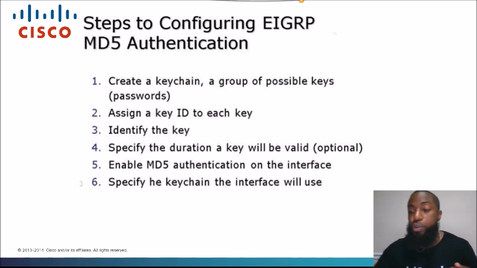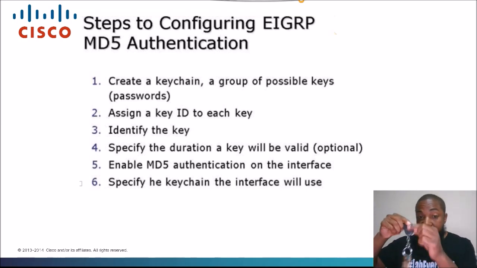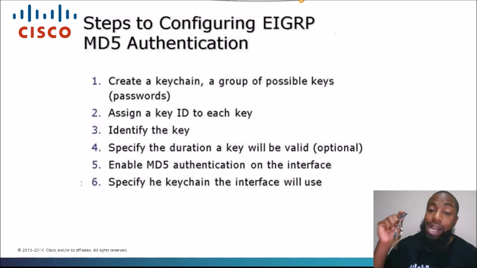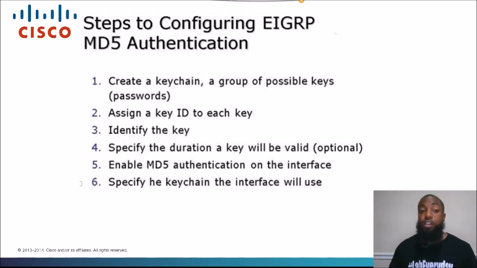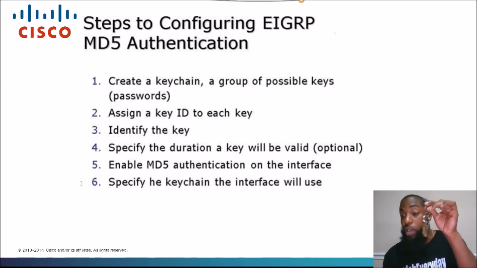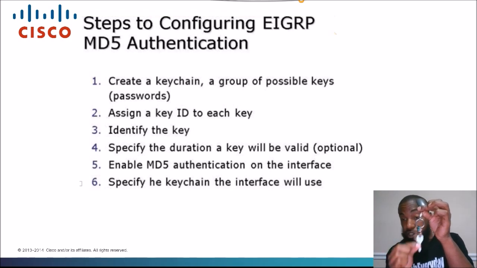First thing you want to do is create a key chain. You create the key chain, right? Which is a group of possible keys or passwords. Then you are assigning a key ID to each key. So you add the key. You got the key chain, right? Then you have to add the keys to your key chain.